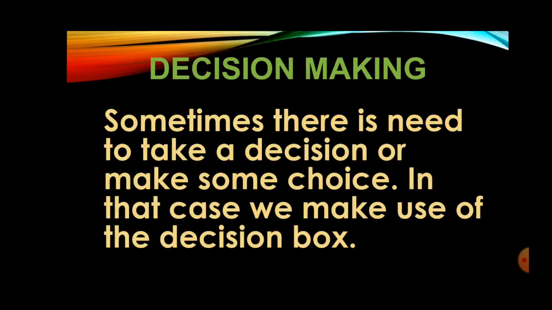Students, sometimes there is a need to take a decision or make some choice. In that case we make use of the decision box. You know that the decision box is also known as a rhombus or diamond shaped box. Okay, it is already given in your book. On page number 97, one table is given. Already we have discussed all the symbols which we use in a flowchart.